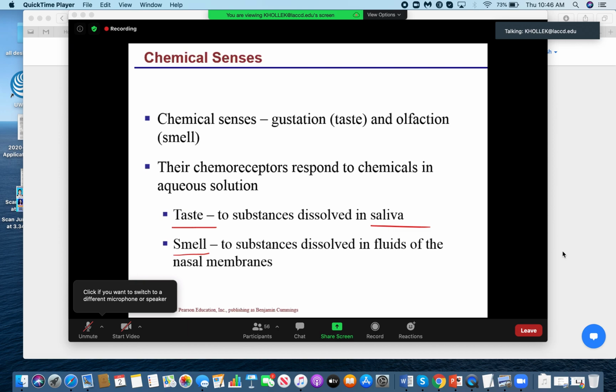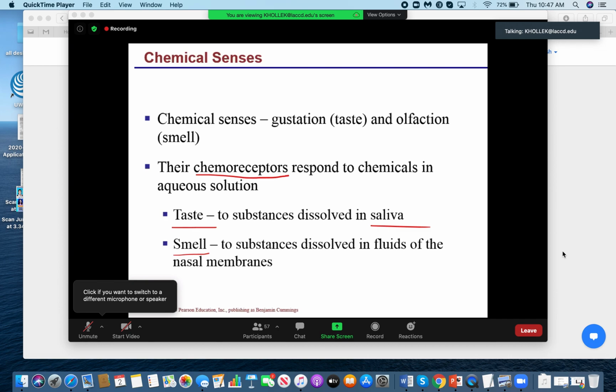So as far as the chemical senses goes, there are chemoreceptors involved, obviously. They detect chemicals in the environment. Everything must be dissolved. So when we're tasting something, let's say something is salty, the salt should get dissolved in the saliva. Same thing with the smell. The chemoreceptor works best when it's detecting chemicals in an aqueous environment. So the smell is the same thing.